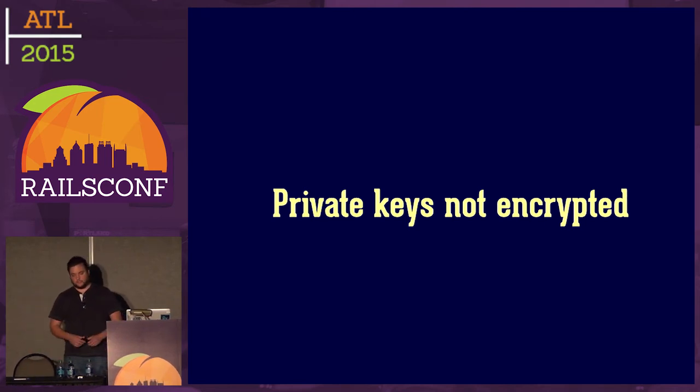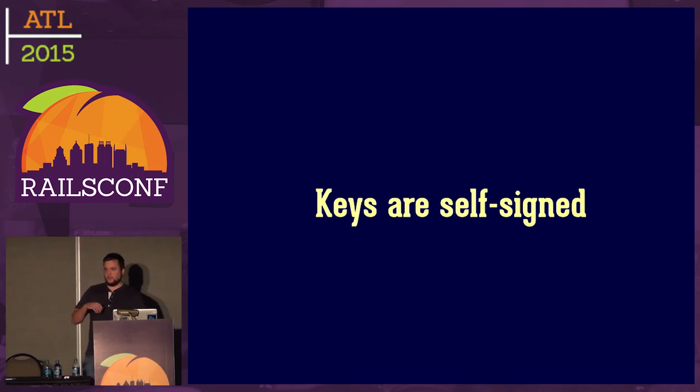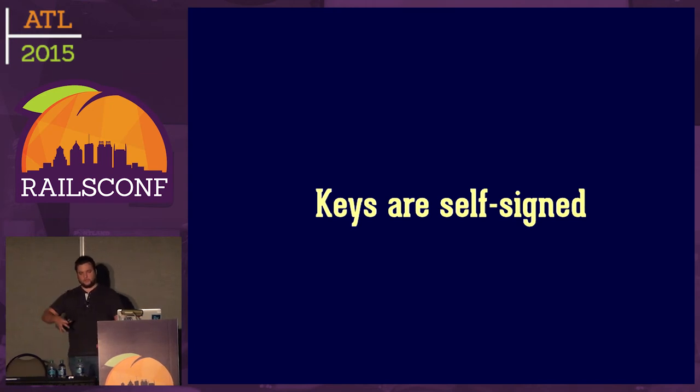Keys are self-signed. So most of the time when you get a gem that is signed, the signature file or the public key is actually just going to sign itself. And so the only way that you can trust it is if you explicitly trust that one key. And even the root of the certificate authority has to self-sign to be valid in this silly, silly thing. OpenSSL. Don't use it. You need a trust path.